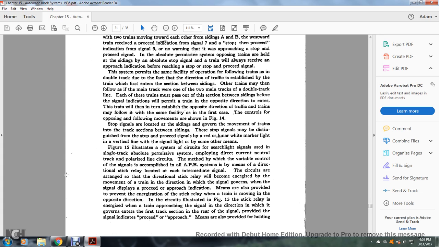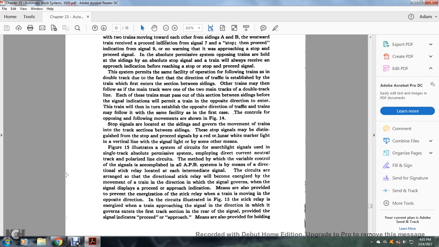The method by which the variable current control of the signal is accomplished in all AP automatic permissive block systems is by means of the direction stick relay located at the intermediate signal. The circuits are arranged so that the direction stick relay will become energized by the movement of a train in the direction which the signal governs, when the signal displays a proceed or approach indication. Means are provided to prevent energization of the stick relay while the train is moving in the opposite direction. The circuit is illustrated in Figure 15.